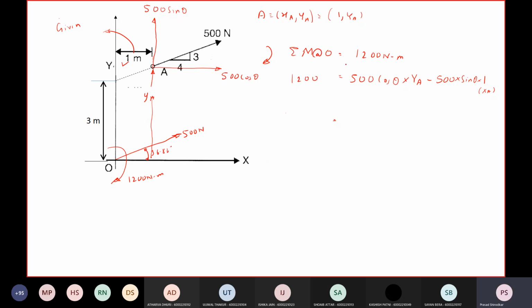So we have assumed the same convention when we are calculating moment over here. Okay, so the cos component will exert a clockwise moment, the sin component will exert an anti-clockwise moment. Right. So calculate Y.